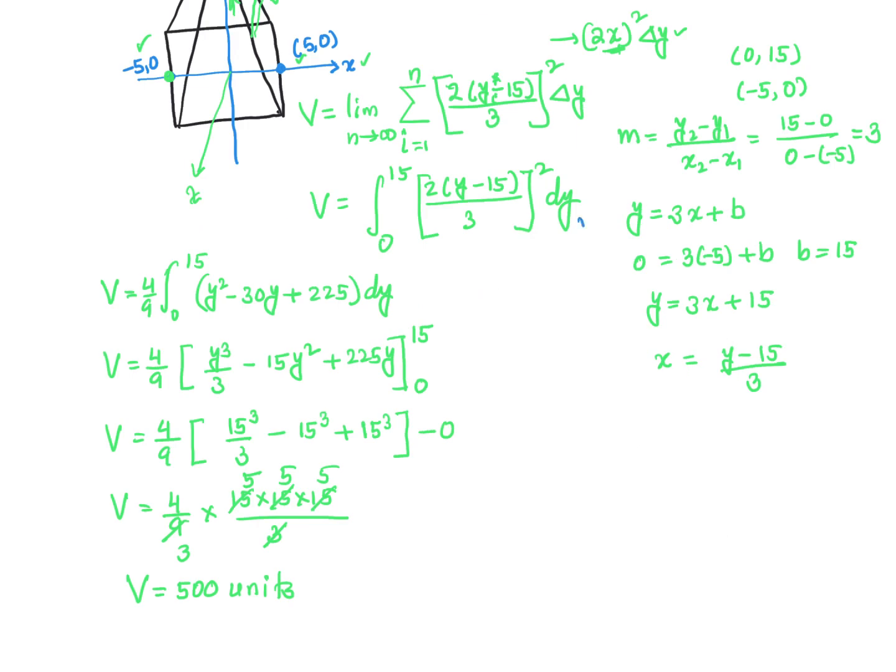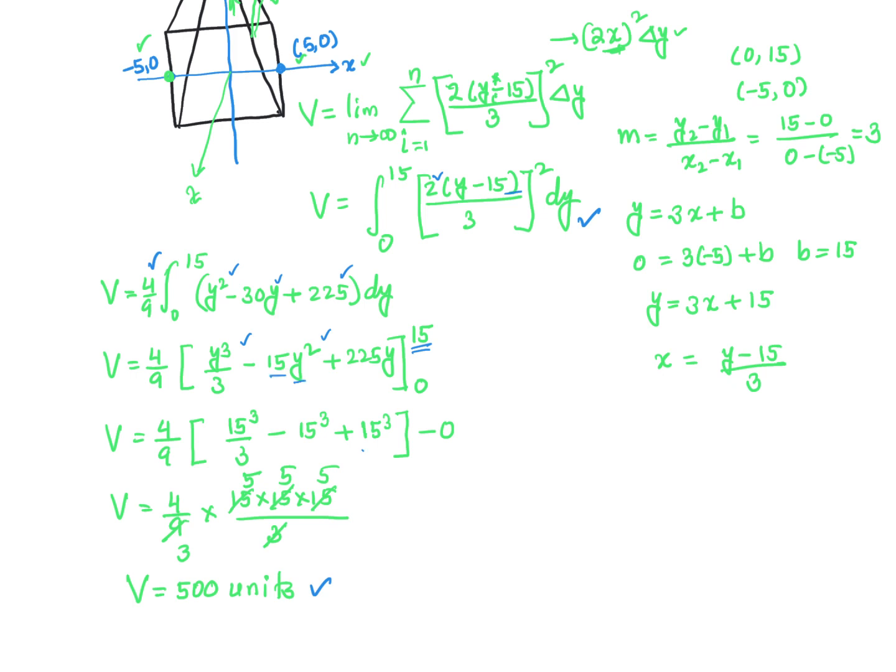Now, if we evaluate this integral, it comes out to 500. That's what it looks like. So it's very straightforward. I take the 2 over 3 outside, that's going to give me 4 over 9. And then y minus 15 whole square is y square minus 30y plus 225. And I do the integration. It should be giving me y cube over 3, minus 15 y square plus 225y. And for y is equal to 15, I plug in the values. This is what I get.